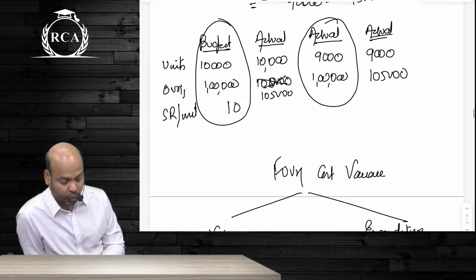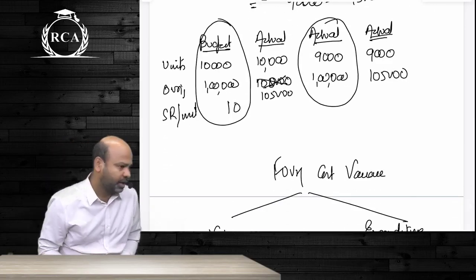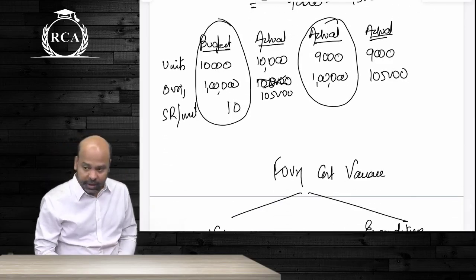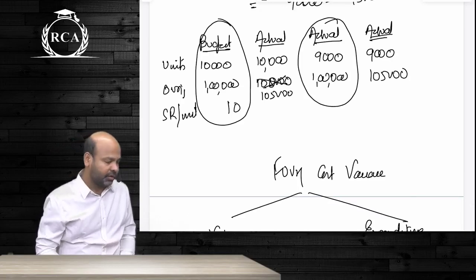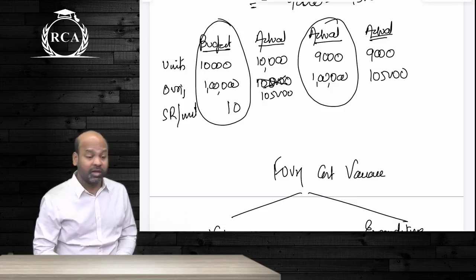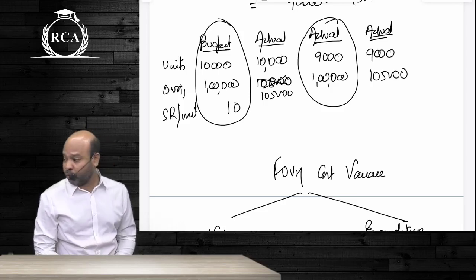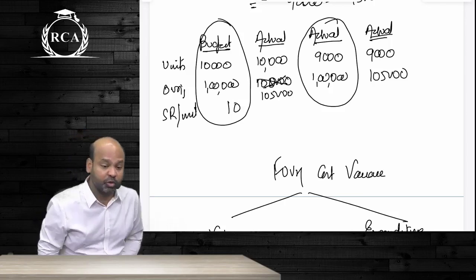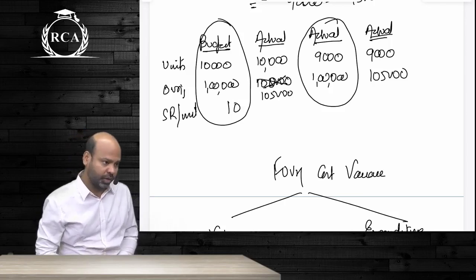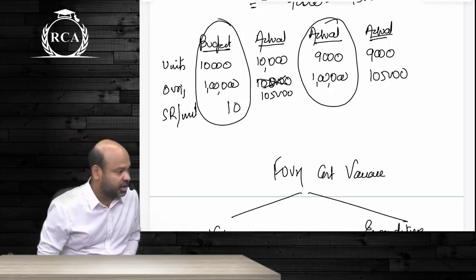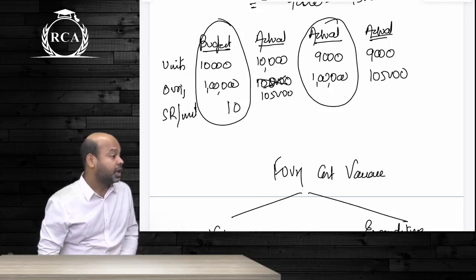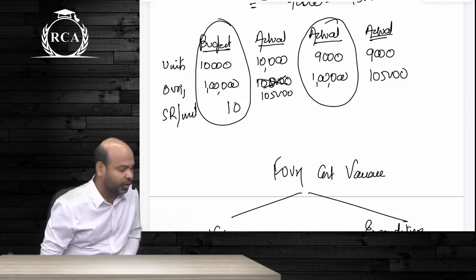fixed overhead volume variance and fixed overhead expenditure variance. I gave multiple cases in the class to understand how change in volume is affecting overheads absorbed. That is what results in volume variance. And expenditure variance is directly on account of change in expenditure. So for volume variance, you will write absorbed overheads minus budgeted overheads. For expenditure variance, you directly compare budgeted overheads minus actual overheads.